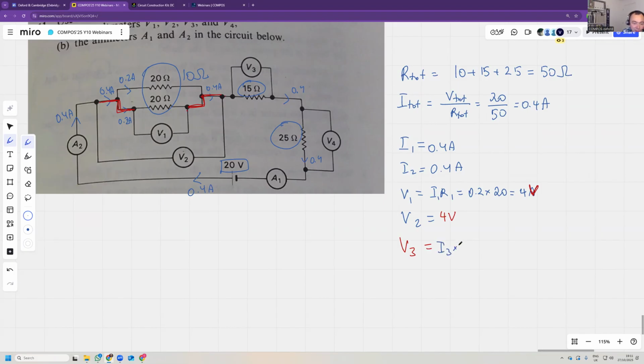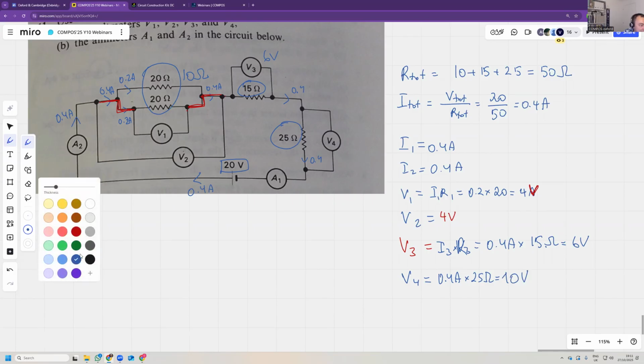V3 is once again current times resistance. Current 3 times resistance 3. So that would be 0.4 amps times 15 ohms, and that's 6 volts. So that's 6 volts. And V4 is current, so 0.4 amps multiplied by 25 ohms, and this is 10 volts. Let's see if that makes sense.